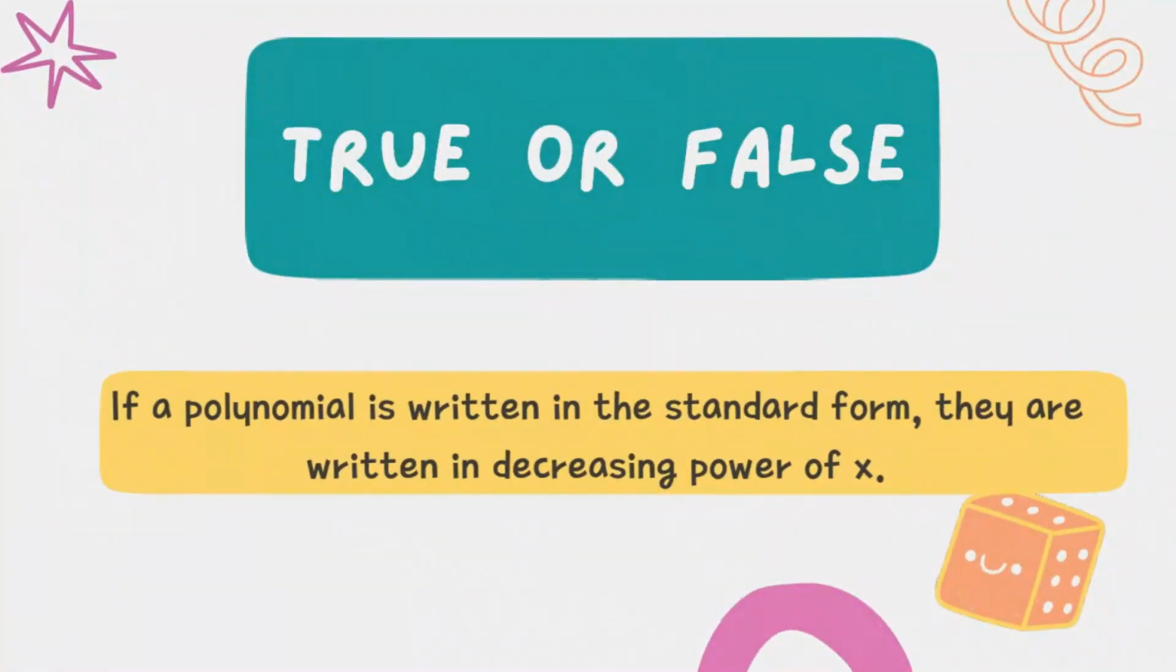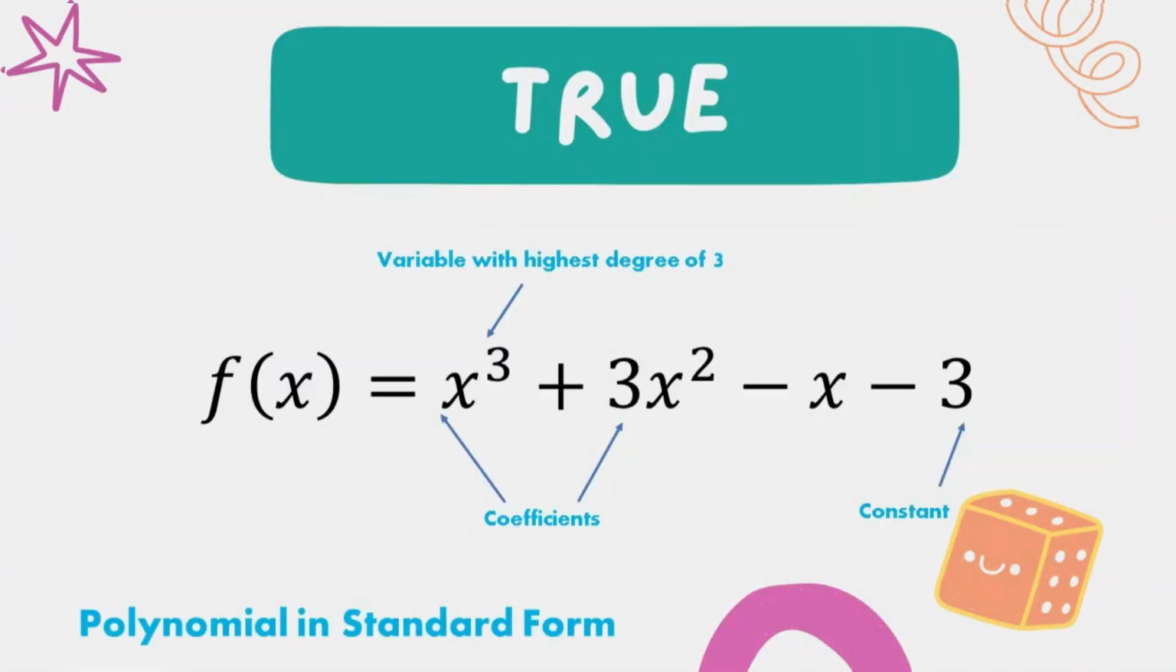For the first question, true or false? If a polynomial is written in standard form, they are written in decreasing powers of x. Okay, the answer is true. Always remember that if we want to express our polynomial function in the standard form, we must arrange our terms from highest degree to the lowest.